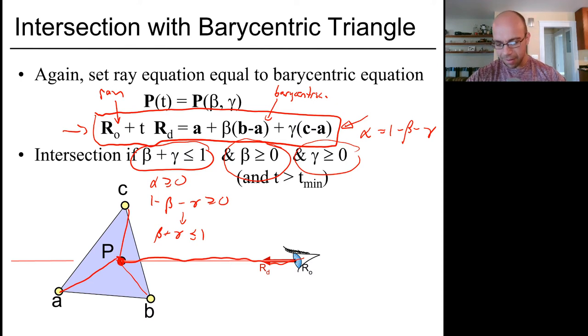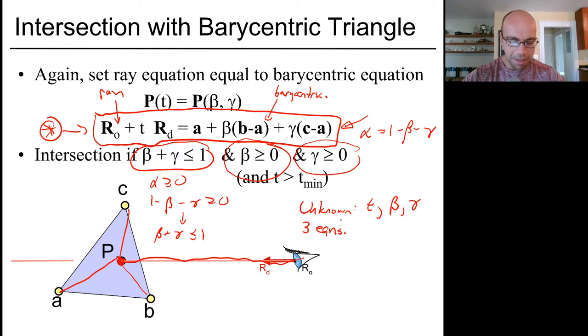Okay, so let's do this in a little bit more detail, and our main point is going to be, how can we solve this expression that I've put a star next to? Now, notice that, unlike our previous case, how many unknowns are there? The three unknown values are t, beta, and gamma. So there's three unknowns, and there's three equations. There are three equations because this starred formula here has three different parts for the x, y, and z coordinates. In fact, let's write that out.